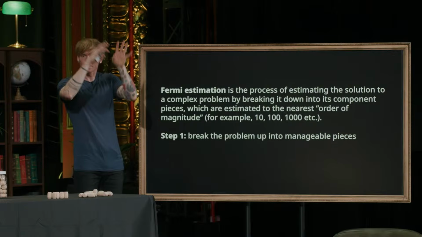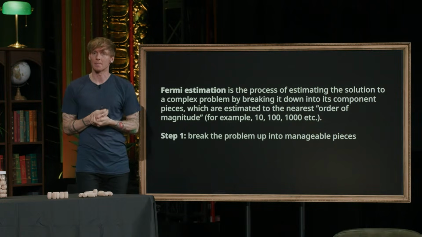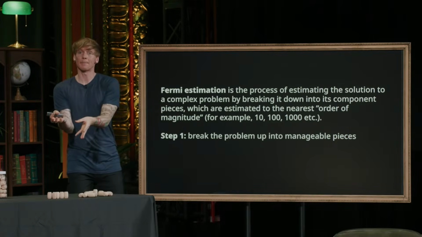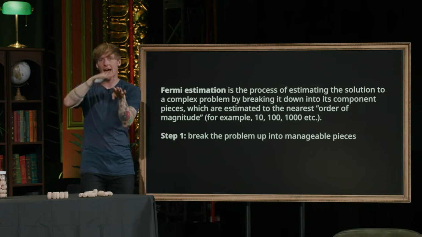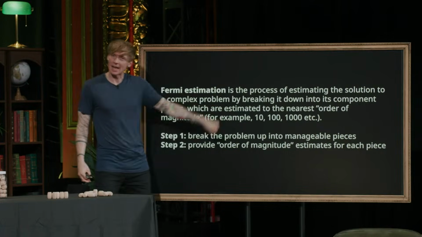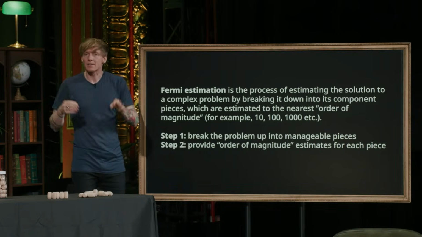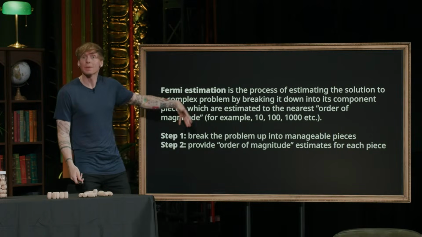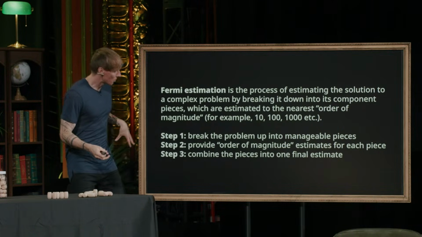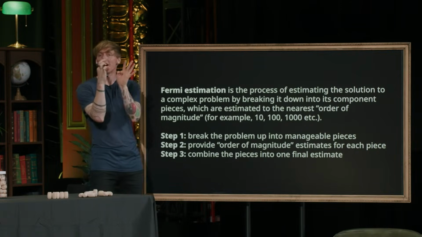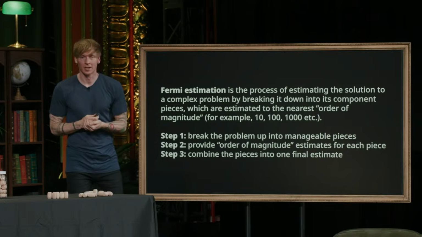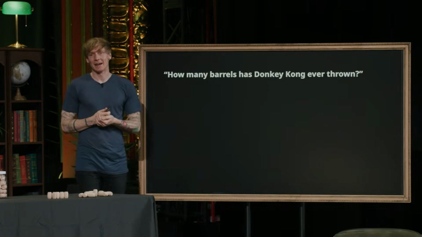Step 1, given a question like Donkey Kong and barrels, we break it up into those manageable pieces. So again, for our jar example, rather than the whole jar, we said, well, let's look at the height and the base. Step 2, we then provide order of magnitude estimates, so again, to the nearest power of 10 of each piece. So what feels like the right kind of value. And then step 3, we combine all of those pieces to get our final estimate to that original question. So on to Donkey Kong and barrels.